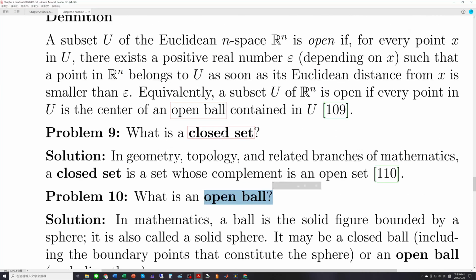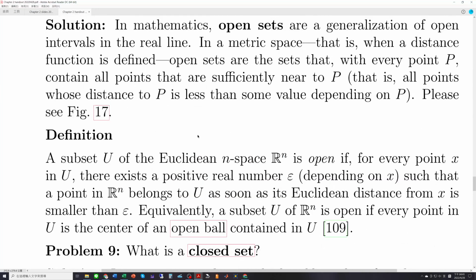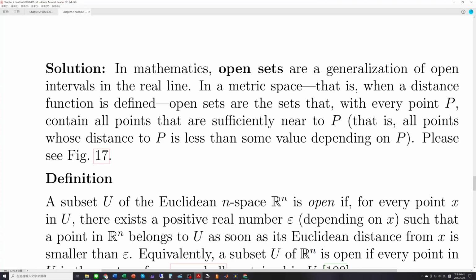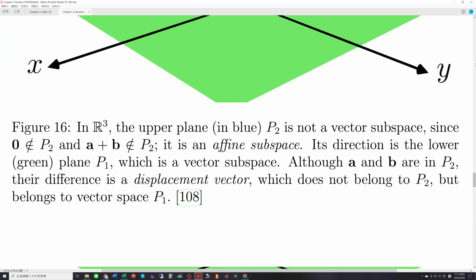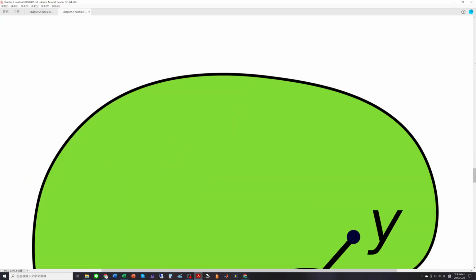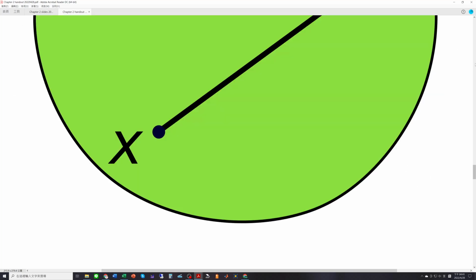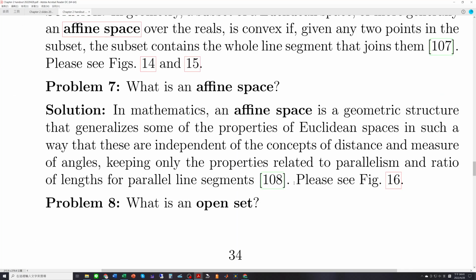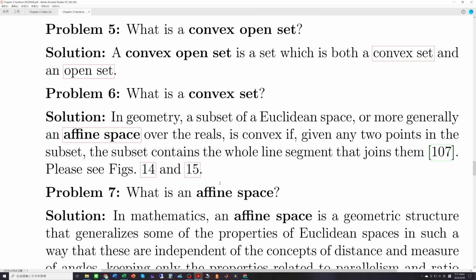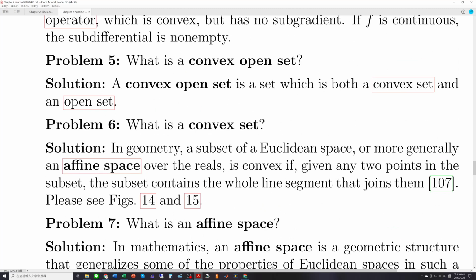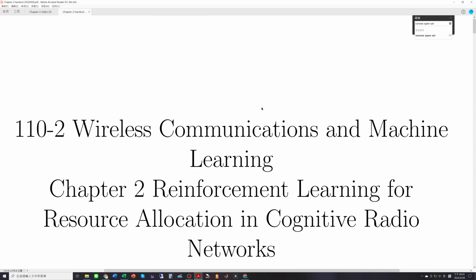So we have explained what is an open ball. It comes from the problem of open sets. Page up, and page up. The open set comes from the problem of what is a convex open set. Let us go back to the first time that convex open set appears.